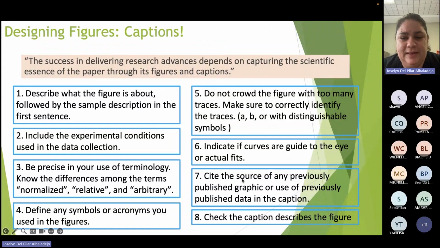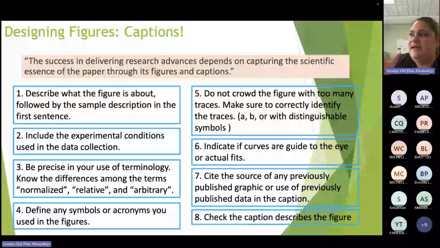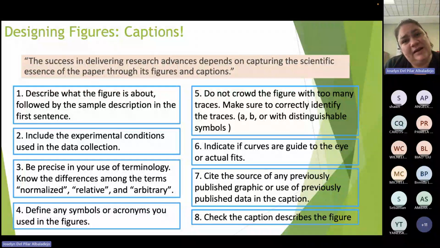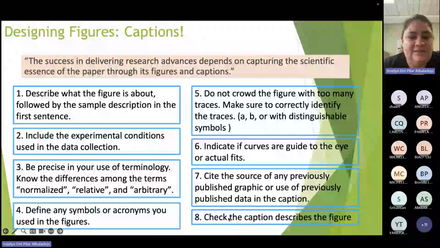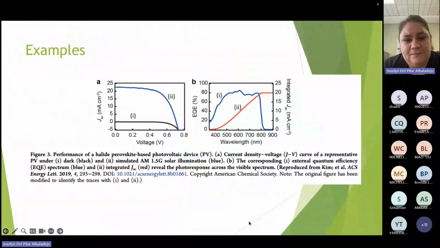So that's something to think about. Cite any source that you took the figure from. You'll see sometimes in reviews a part that says "adapted from" or "copyrighted from." If you took a figure that is not yours, make sure you give the correct credit, and check for the captions in your figures. So here are our examples.